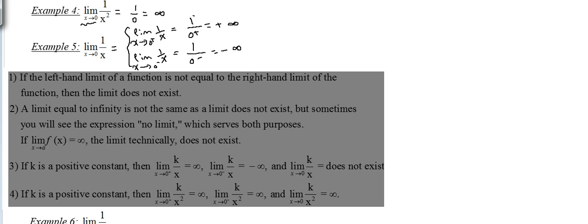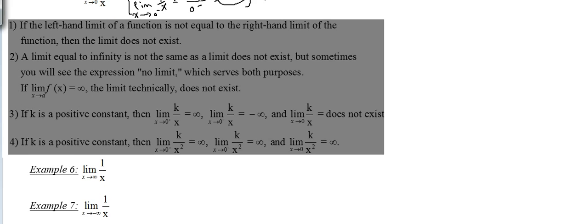In this case, we can say that the limit of 1 over x as x approaches 0 does not exist. Why doesn't it exist? Because the left-hand limit does not equal the right-hand limit. The limit as x approaches 0 plus does not equal the limit as x approaches 0 minus. So the limit does not exist. And here we go.